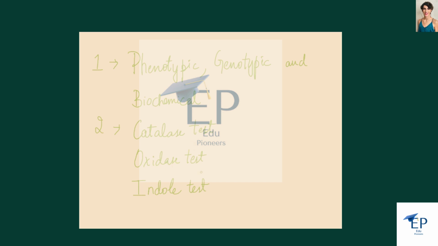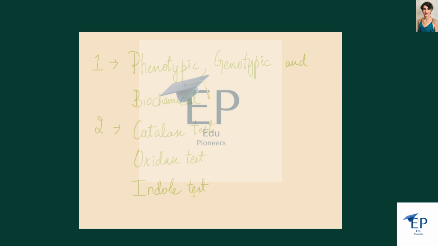Next one is oxidase test. It is a test used to identify the bacteria that produce the enzyme oxidase. The oxidase enzyme is involved in the electron transport chain and is used to identify certain groups of bacteria such as Pseudomonas species. A drop of oxidase reagent is added to the colony and a color change indicates the presence of the enzyme oxidase.